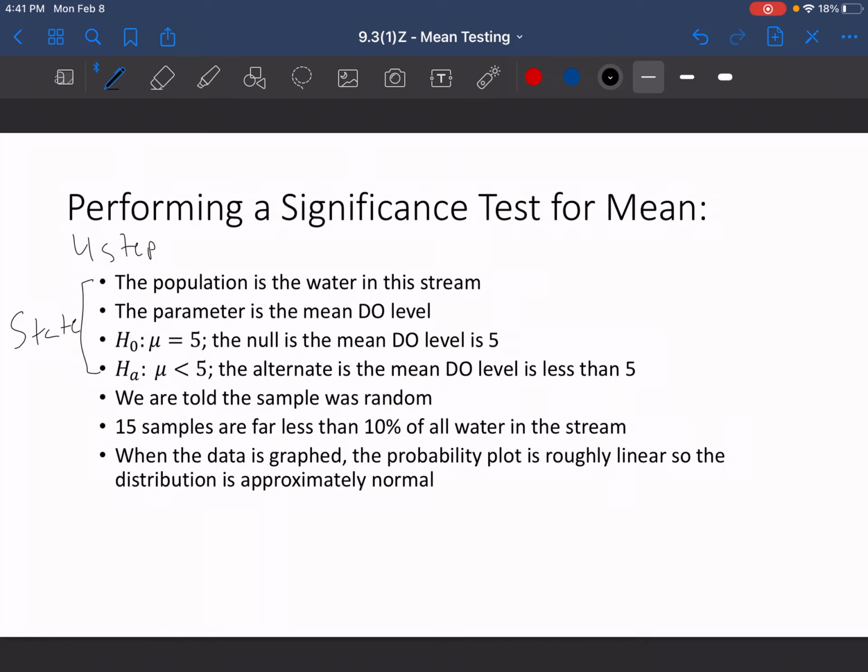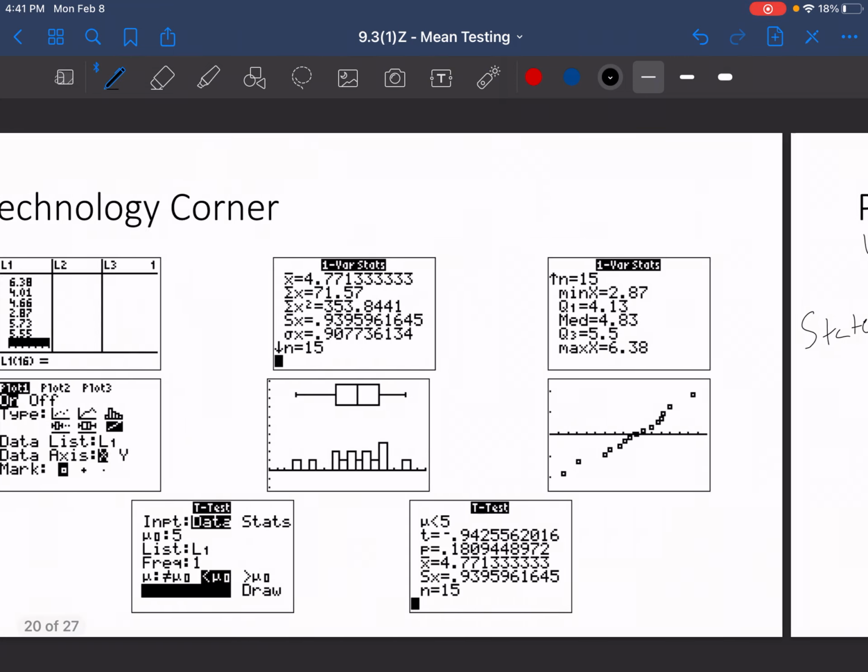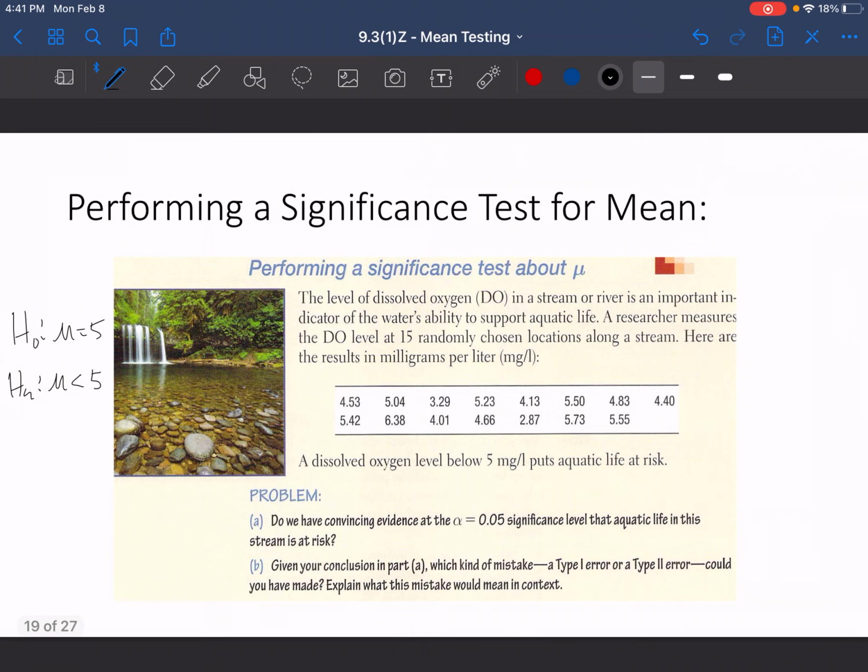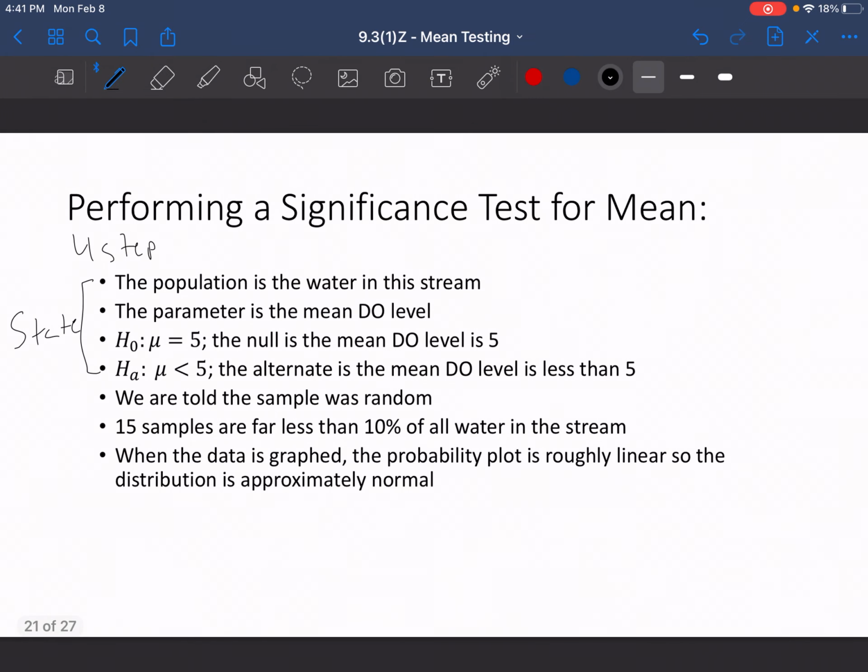We know that our null hypothesis is that it's 5 milligrams per liter. And our alternate hypothesis is that the mean is less than 5 milligrams per liter. From there, we need to plan. So we need to check our conditions. We are told that the sample was random.